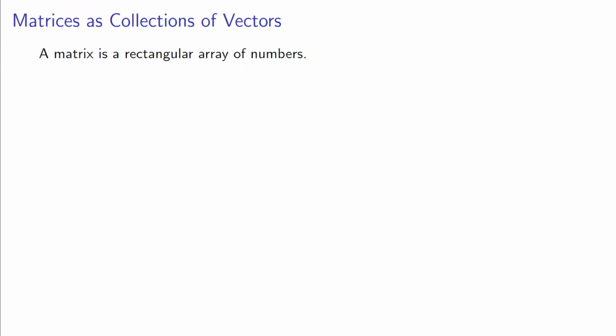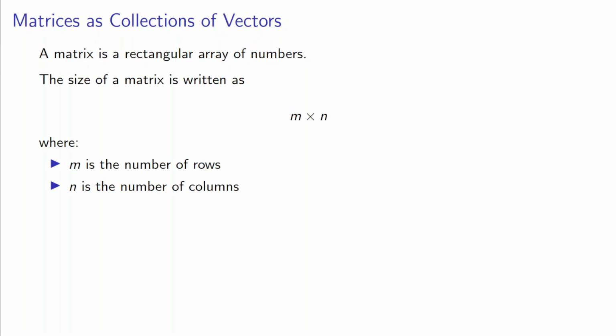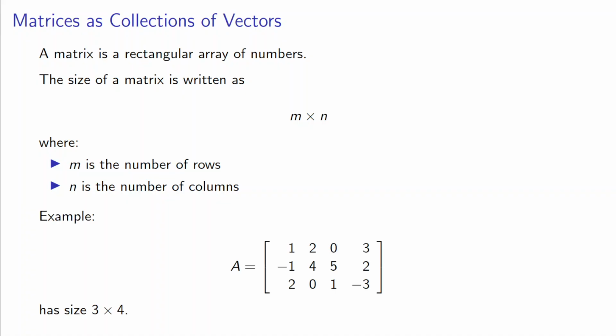Well, we've seen matrices as a tool to allow us to solve a system of equations already in this class. We're going to start to work with matrices as mathematical objects in their own right and use them to solve other kinds of problems. Remember that a matrix is a rectangular array of numbers. The size of the matrix we write as m by n, where m is the number of rows and n is the number of columns.